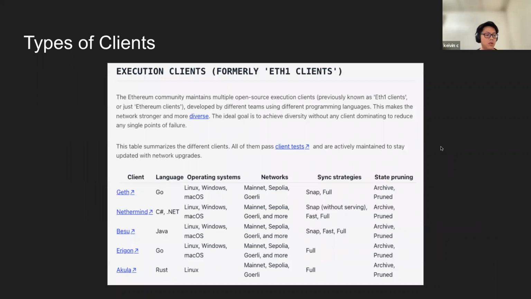I got this from the Ethereum.org website. These are some of the execution clients. They may be very familiar to most of you, especially Geth, which is the current dominant execution client. Coming up next, we have Nethermind, Besu, Erigon, Akula. At first glance, you can see that they are written in different programming languages, and there's a meaningful reason behind it. You can also see the different networks and sync strategies that we just covered briefly. There's one called Snap, which I kind of missed out. Sorry about that.